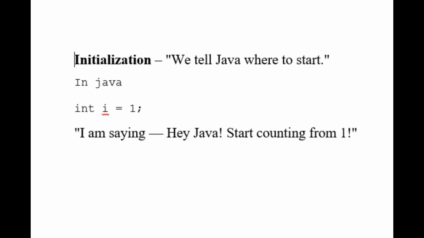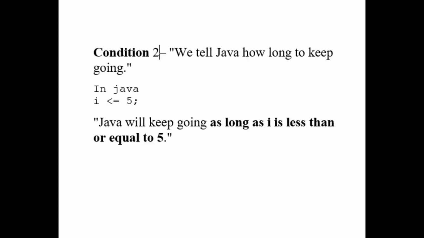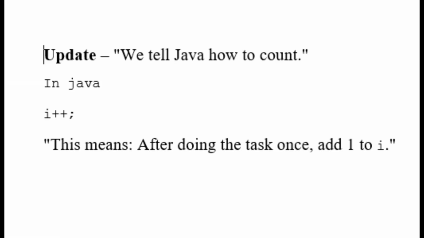Second is the condition. This tells Java how long to keep going. For example, i <= 5. Third is the update. This part changes the value of i every time the loop runs. For example, i++ means increase i by 1 after each round.